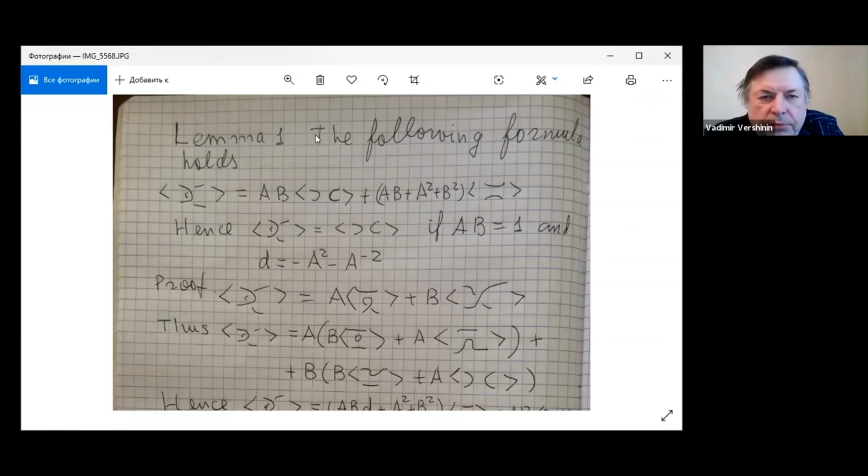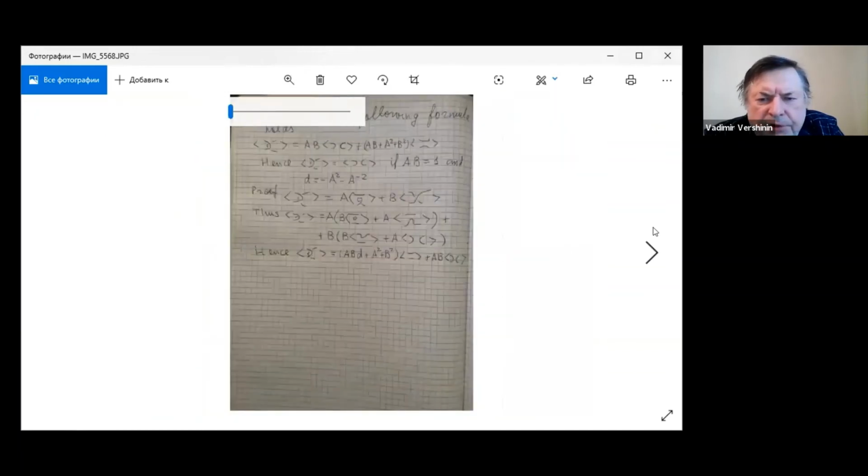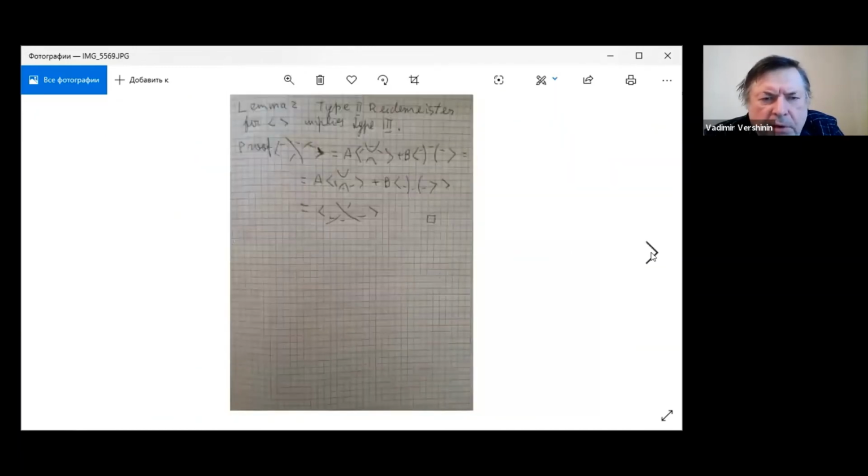So I need to put second sheet. Very good. Right.